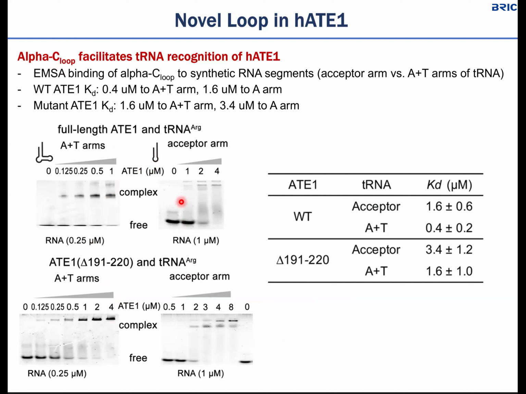Similar to yeast AT1, wild type AT1 displayed stronger affinity to the A and T arms rather than the acceptor arm alone. Importantly, the mutant AT1 lacking the alpha C loop helix showed a 2 to 4 fold decrease in binding affinity to the A arm alone or the A and T arms, suggesting that the alpha C loop, present in only human AT1, does indeed directly affect tRNA binding.